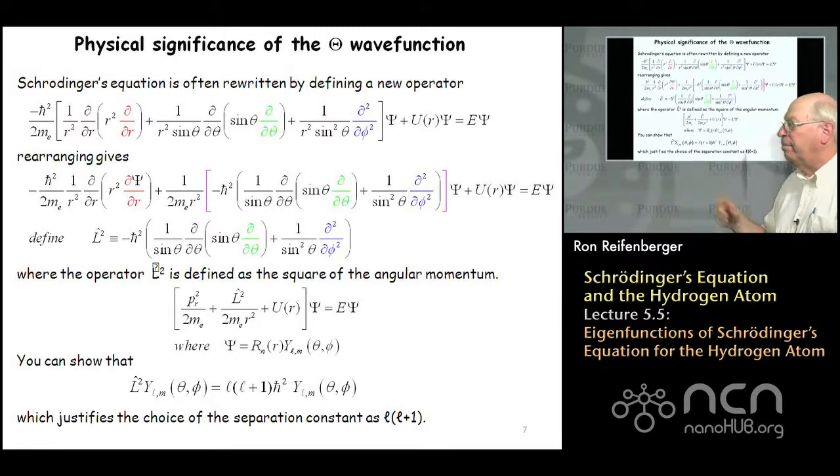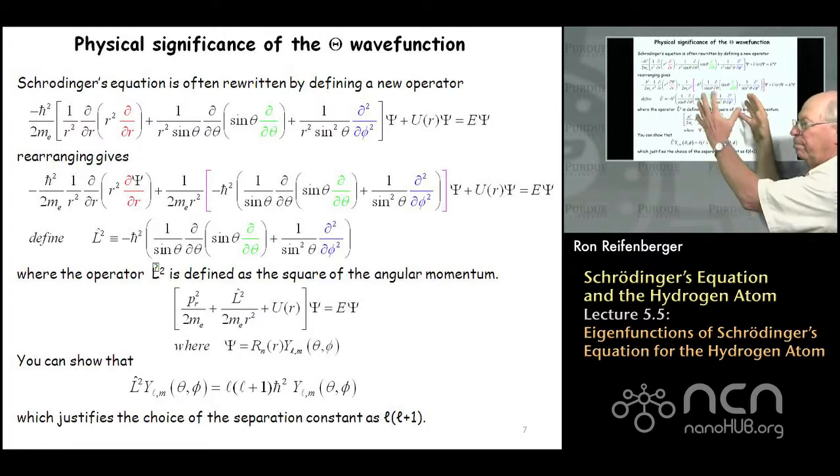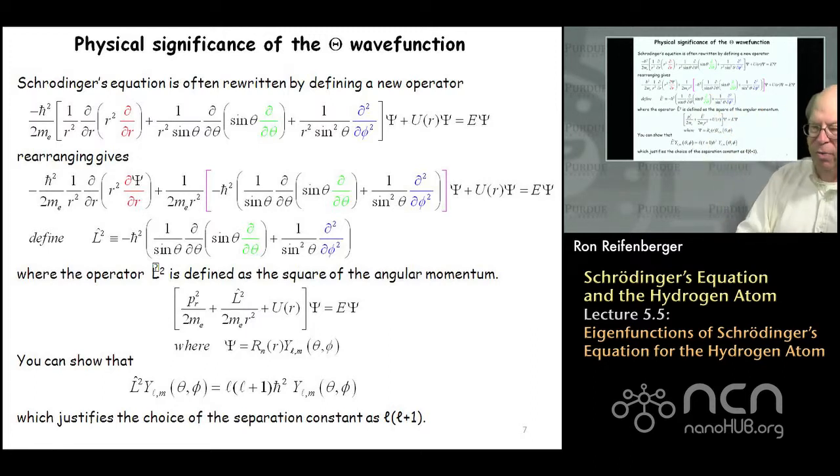But with this definition for the operator L squared, you can show that if you operate on the eigenfunctions Y sub L m, you get back this separation constant L times L plus 1 times h bar squared times the wave function itself again. So this is like a separate eigenvalue problem that's embedded in Schrödinger's equation.